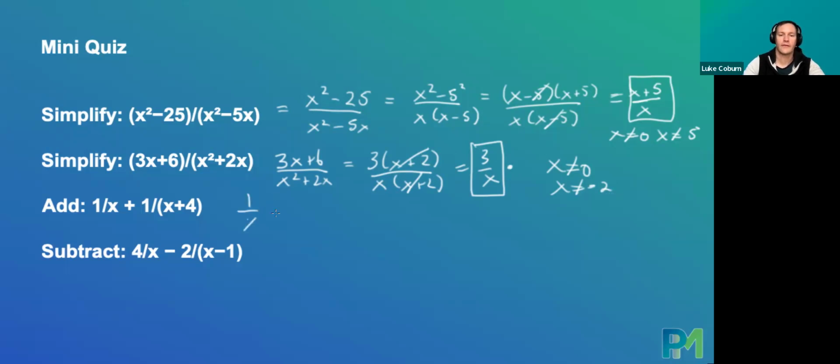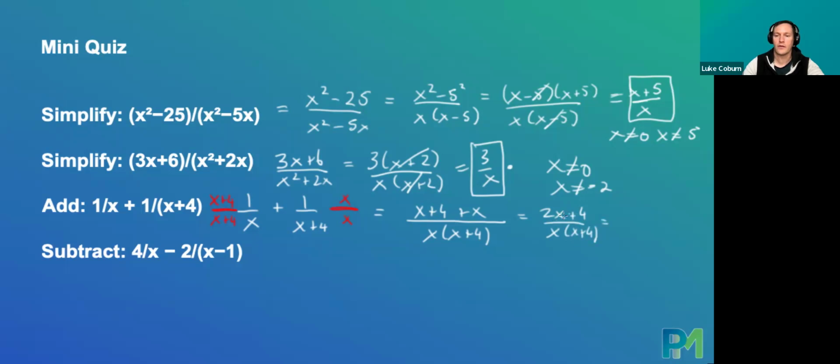Okay, so now we have 1 over x plus 1 over (x plus 4). What we're going to do is have a fraction here and a fraction here, and we have to put a number here and here. What is that number going to be? It's going to be the other denominator: (x plus 4) over (x plus 4), and x over x. Then our denominator is going to be x times (x plus 4), and the top is (x plus 4) plus x. So this is going to be 2x plus 4 over x times (x plus 4).